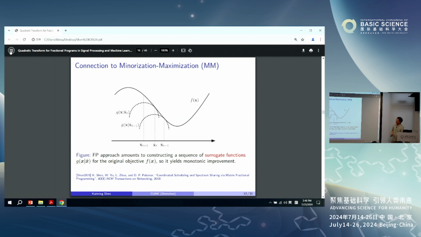And we can show that the quadratic transform is doing exactly the same thing for the FP problem. So for the original sum of ratios objective, what the quadratic transform does is to construct a sequence of surrogate functions, namely the lower bounds, the tight lower bounds.